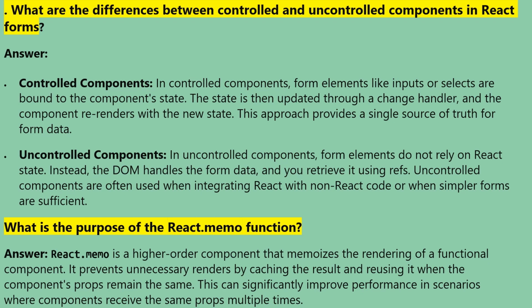What is the purpose of the React.memo function? Answer: React.memo is a higher-order component that memoizes the rendering of a functional component. It prevents unnecessary renders by caching the result and reusing it when the component's props remain the same. This can significantly improve performance in scenarios where components receive the same props multiple times.